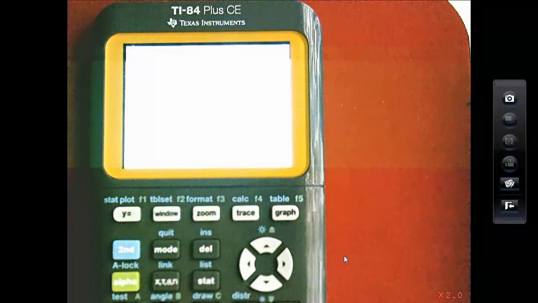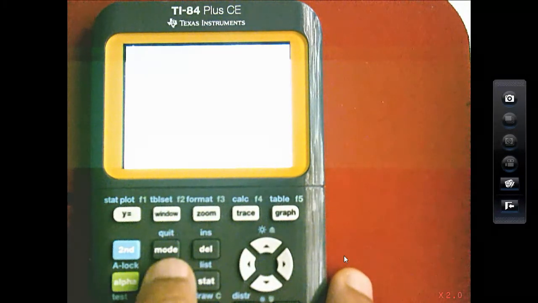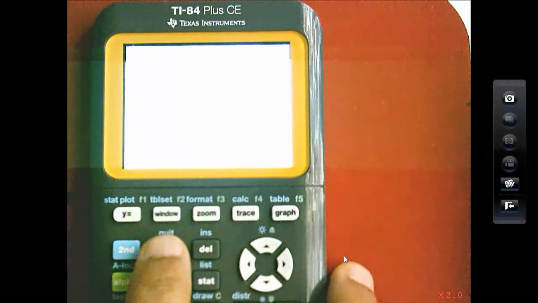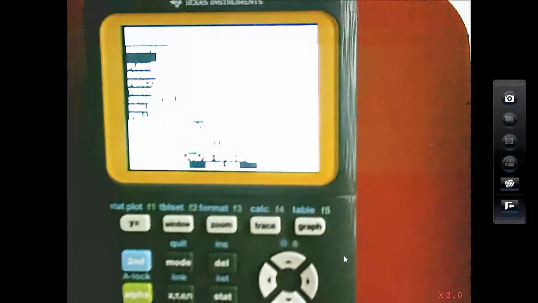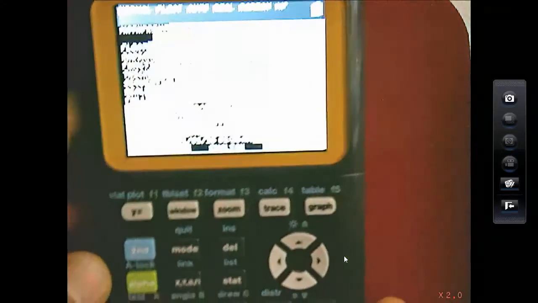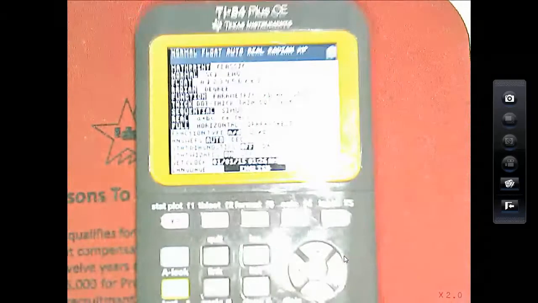The first step is you have to go to the mode button, mode. So here I'm clicking on the mode button. When you click it, the display shows, I think it's not really clear. Yeah, let me use the light. Okay, I think it's better.